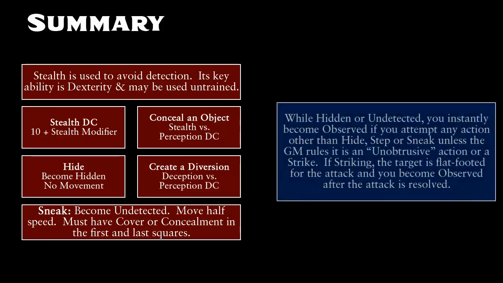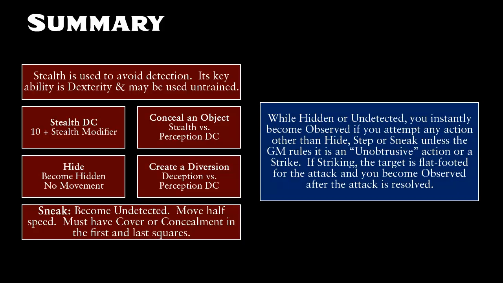While hidden or undetected, you instantly become observed if you attempt any action other than hide, step, or sneak. Two exceptions to this are any actions that the GM rules are unobtrusive, or when you take the strike action, in which case the target is flat-footed for the attack and you become observed after the attack is resolved.